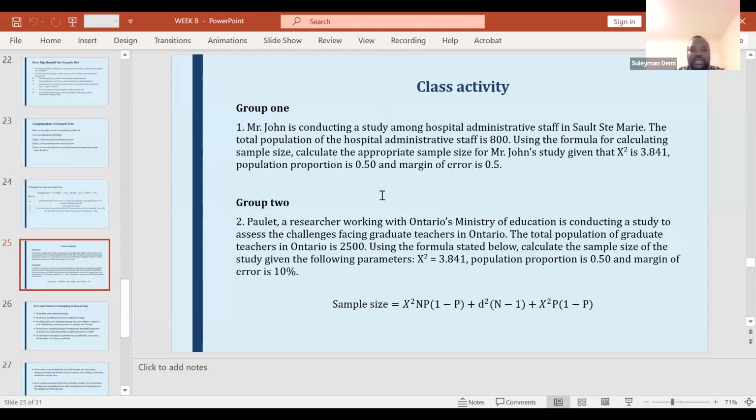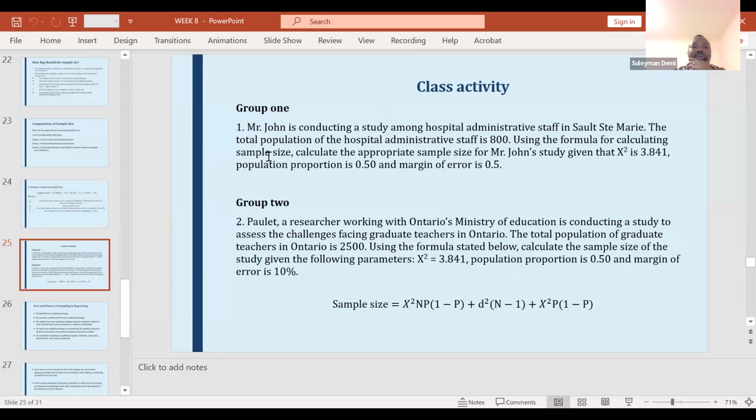So I'm giving you this, try it at home. I'm not going to give you any calculation question in the exam, but you can try these questions at home, right? In order to be familiar with how to calculate sample size. So these are the questions.